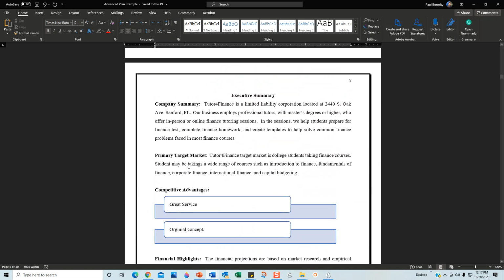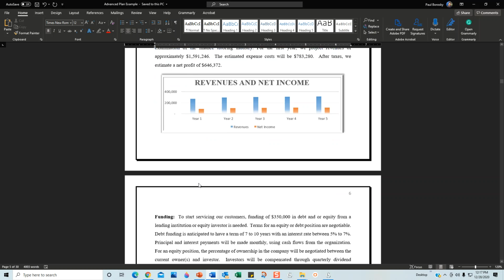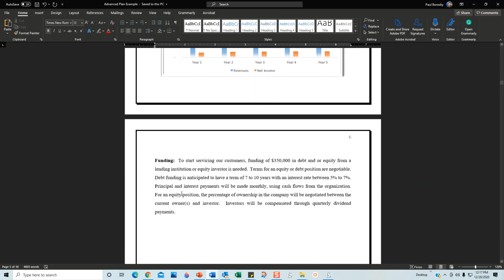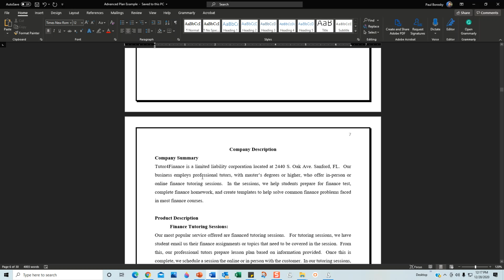And I do have it in a specific structure where I introduce your company, tell about the target market, show the competitive advantages. Then I talk about the finances and how much money you're going to make, what your profits are going to be. Finally, I introduce the funding, how much you need to get this party started, kind of deal. All right, the next section is going to be the actual business plan.